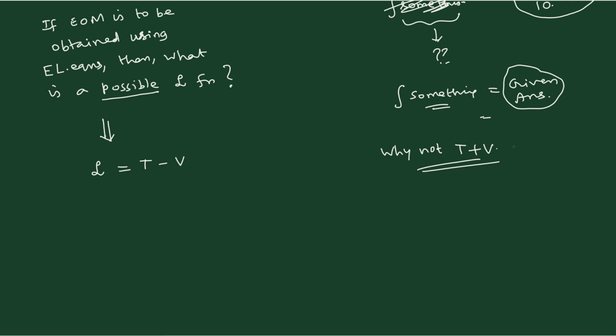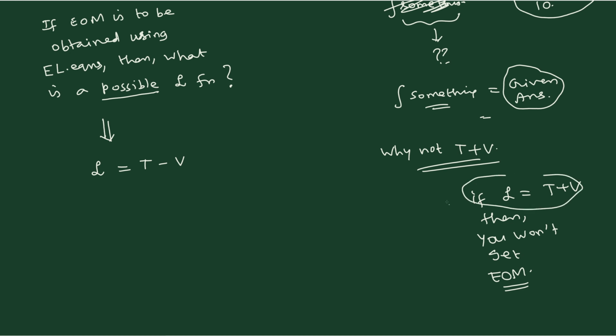Why not T plus V? If you consider the Lagrangian to be equal to T plus V, then you won't get the equation of motion. The equation of motion is Newton's second law. That's what you have to remember. You won't get Newton's second law. Therefore, this particular function L equal to T plus V doesn't work. It happens to be one of the infinite combinations. There are infinitely many combinations for the Lagrangian. This happens to be one among them that doesn't fit, even though dimensionality-wise it is fine.